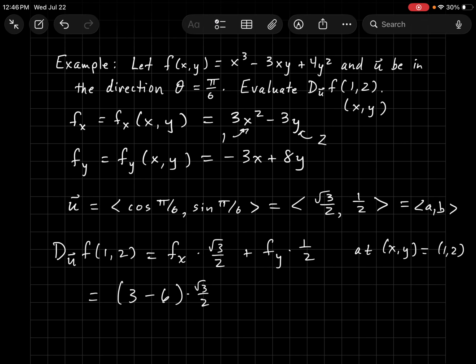I'll do the same thing for the partial with respect to y. I get negative 3 times 1 plus 8 times 2, and then times 1/2. And once again, I plugged in the 1 for x here, and then the 2 for y here, into the partial of f with respect to y. And simplifying this out, I would get negative 3 root 3 over 2 plus 13 over 2.